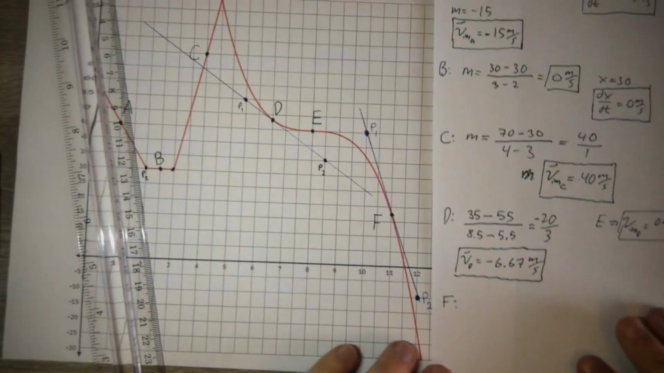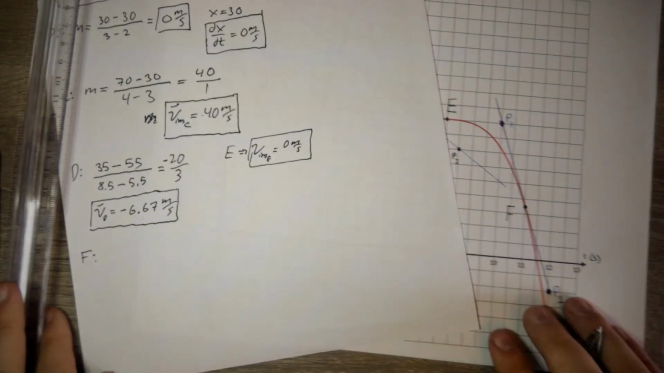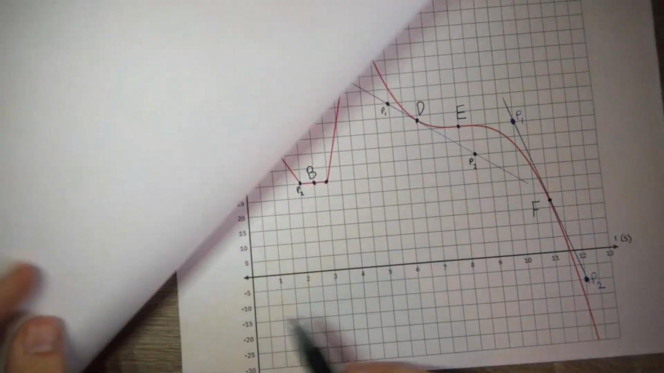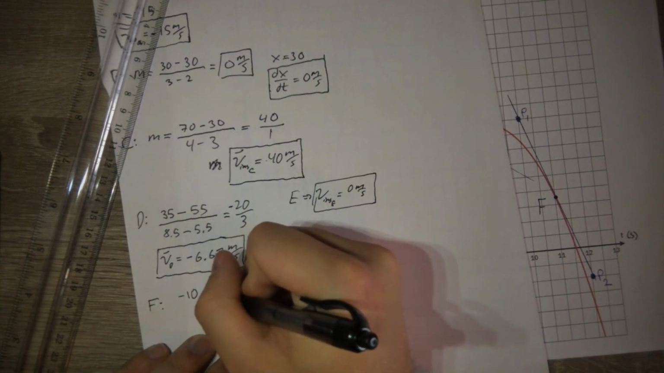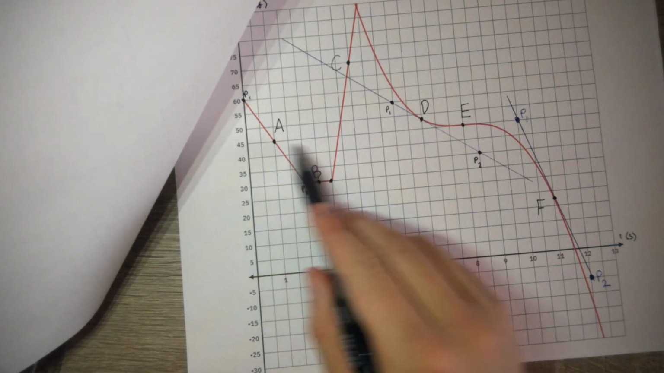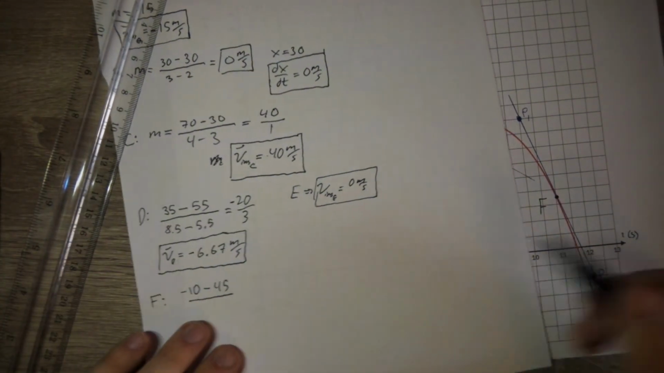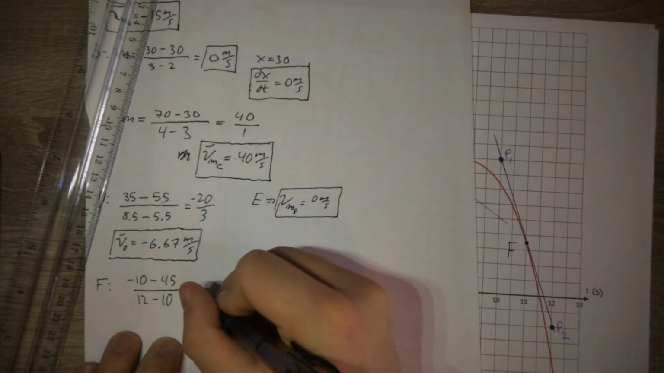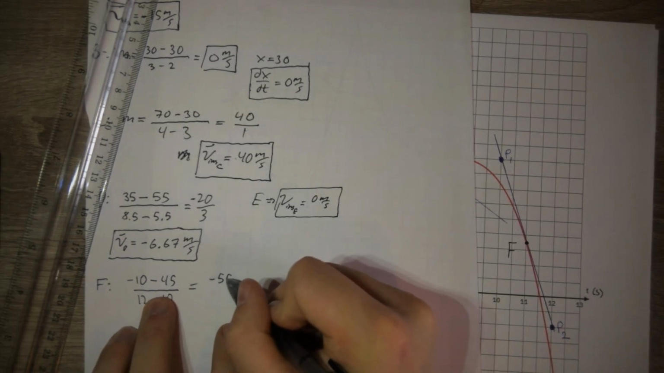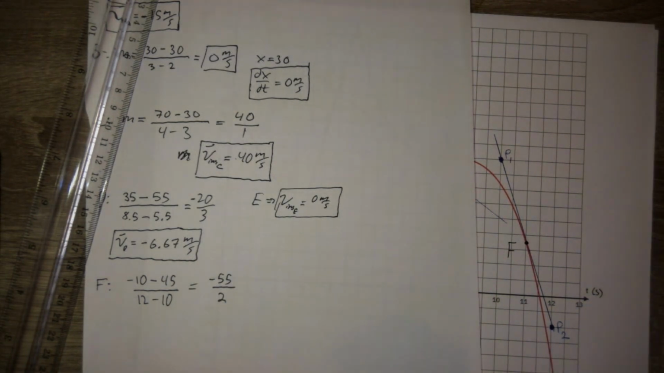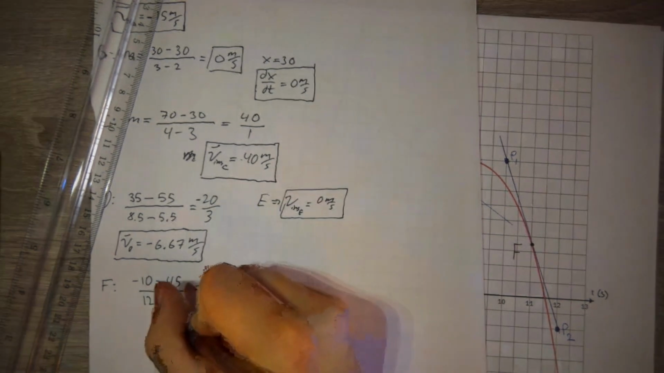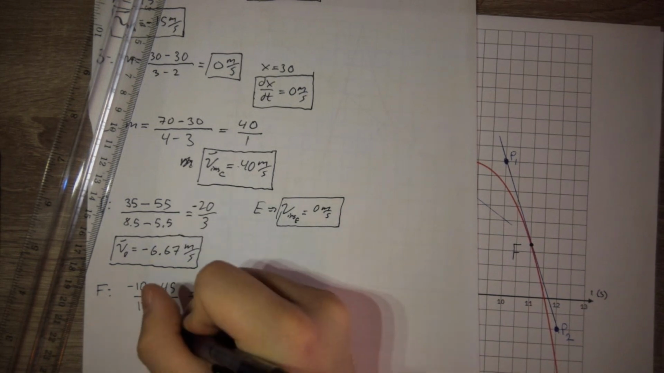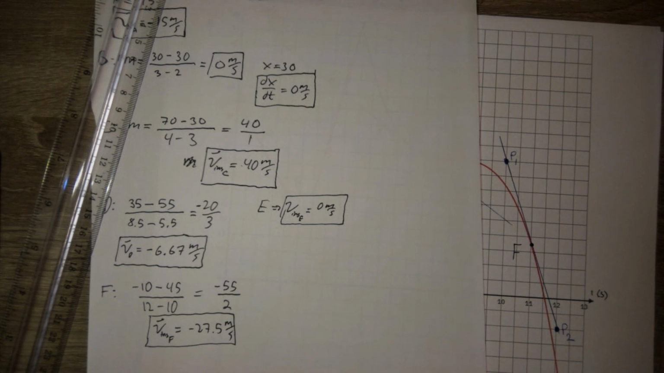So F, I'm going to switch sides with this. So for F, Y2 is minus 10 minus 45 divided by 12 minus 10. And so we get minus 10 minus 45 equals minus 55 over 2. So minus 55 over 2. Our velocity at F is equal to negative 27.5 meters per second. Perfect.